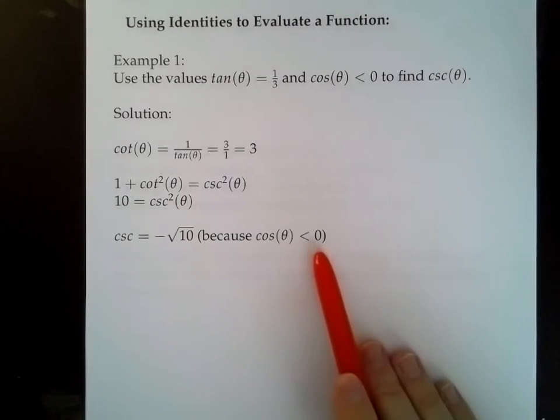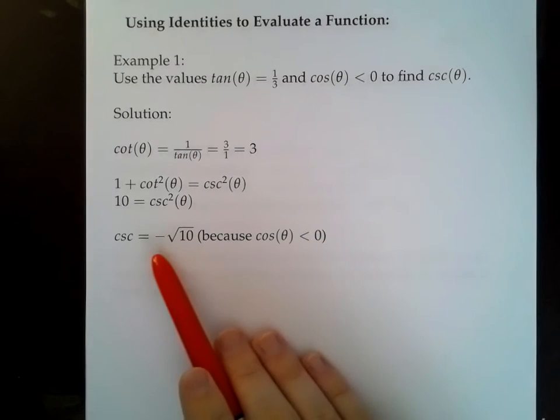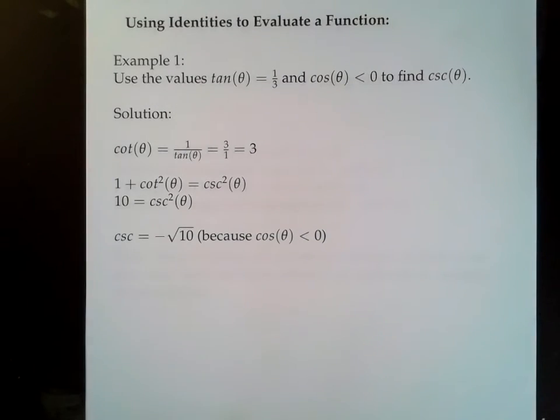Now, I know that because my cosine is negative, that my cosecant is also going to be negative based on my unit circle. So based on when I know that my cosine is going to be negative, what's the value of my cosecant based off that identity? In this case, it's going to be negative.